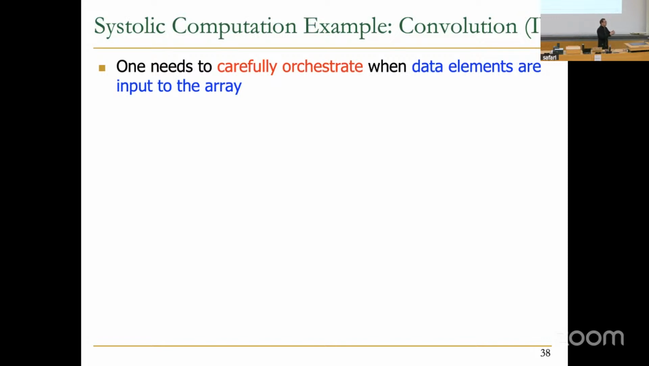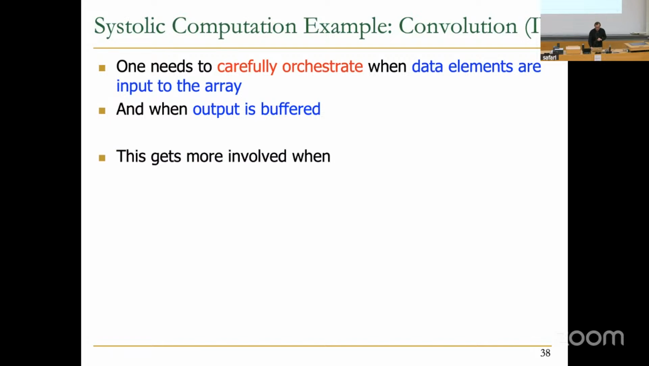Okay, so basically, hopefully it's clear that for this to work, you need to figure out what your computation block is, and you also need to carefully orchestrate the data when data elements are input to the array, both inputs and outputs. Right? And when the output is buffered, when you actually capture the output at the end. So this is important.